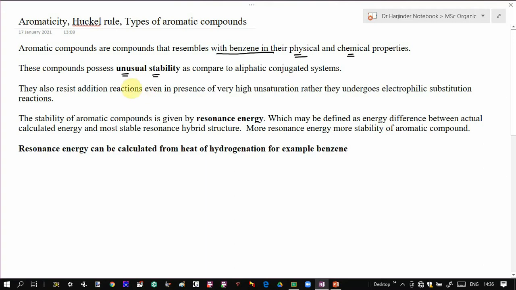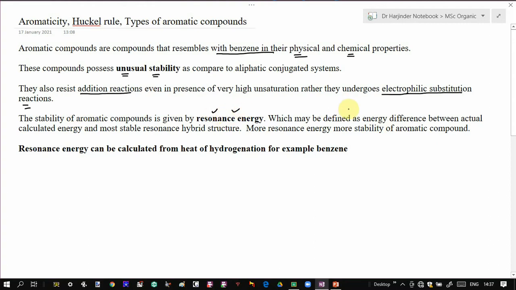At the same time, even though these compounds have very high unsaturation, that means a number of double bonds are present in these aromatic compounds, they do not undergo addition reactions. They resist addition reactions even in the presence of very high unsaturation. But rather than undergoing addition reactions, they undergo electrophilic substitution reactions.